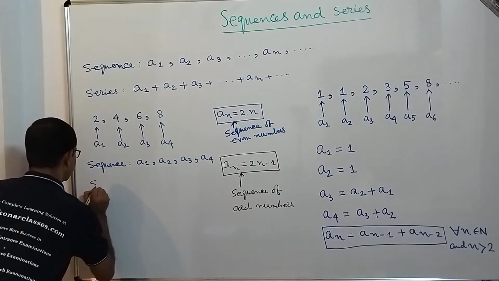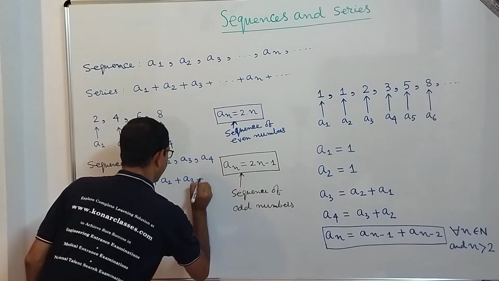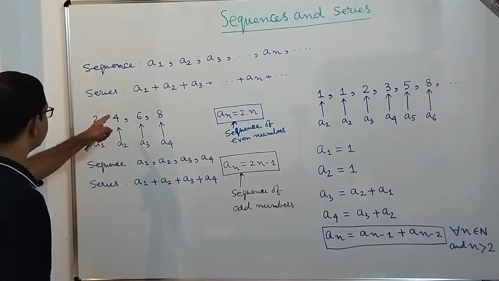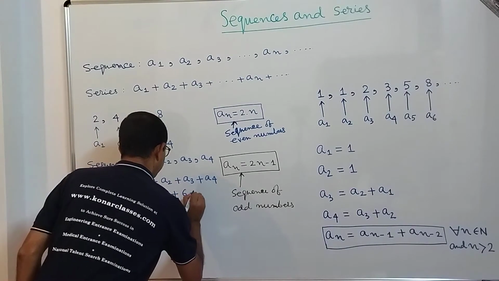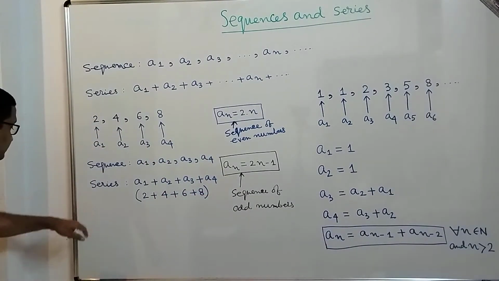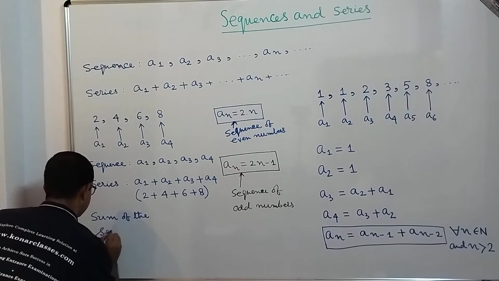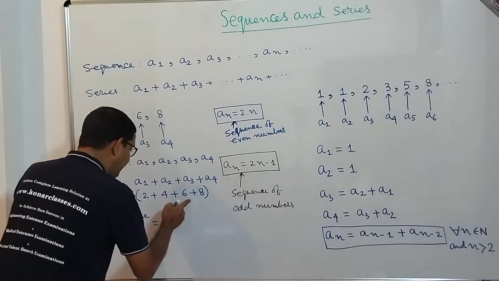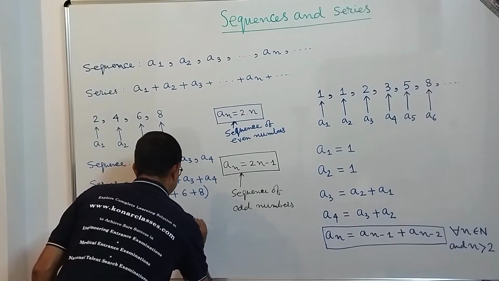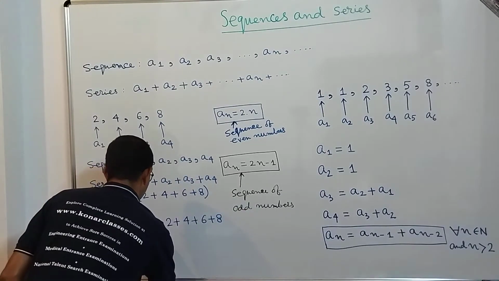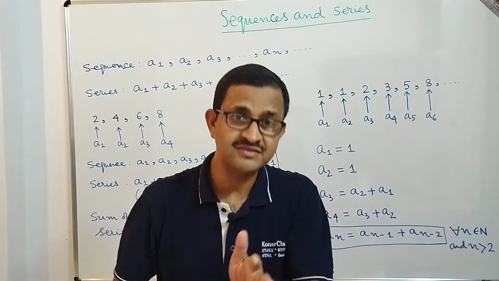And what is the series? Series is a symbolic representation: A1 plus A2 plus A3 plus A4. That means it is 2 plus 4 plus 6 plus 8. Next is the sum of the series. The sum of the series is the addition of all these terms. That means 2 plus 4 plus 6 plus 8 is equal to 20. So the sum of the series will become 20. So these are the fundamental differences between the terminologies: sequence, series and sum of the series.